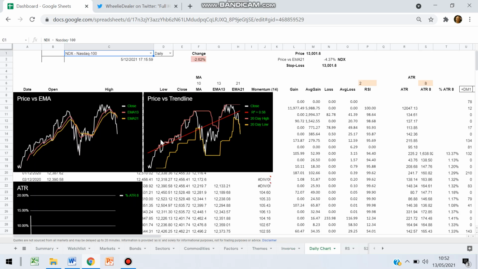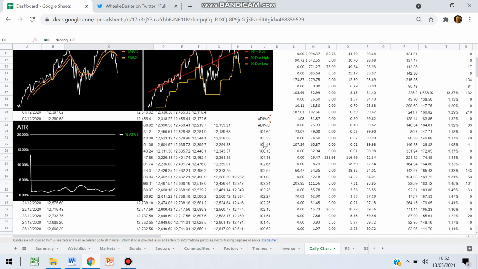I pull in daily charts, so I can select all sorts of indices here. I can look at how well it's doing versus a regression line, where it is relative to a 20-day high, 20-day low. This is all on the Nasdaq. How it's doing relative to the exponential moving averages. So here we've got a cross, so that's a bearish sign. I can also pull in average true range, and there it's increasing, so getting slightly more volatile.